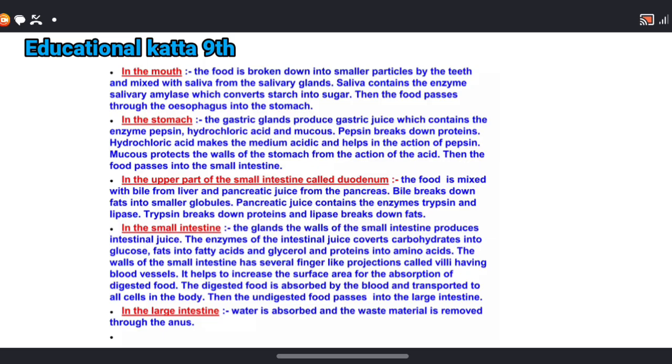What happens in mouth? Food is broken down into smaller particles by the teeth and mixed with saliva from the salivary gland. Saliva contains the enzyme salivary amylase which converts starch into sugar. Then the food passes through the esophagus into the stomach.